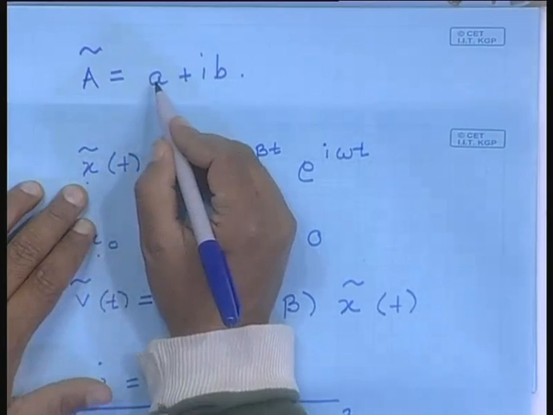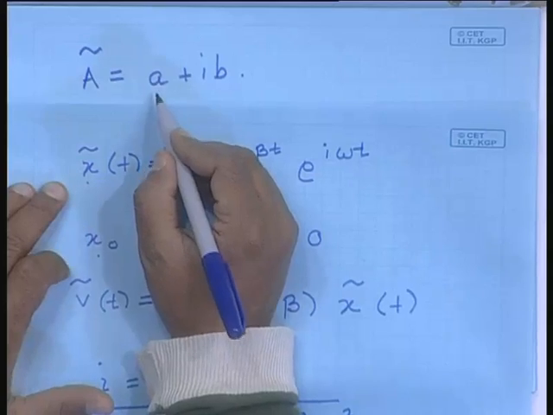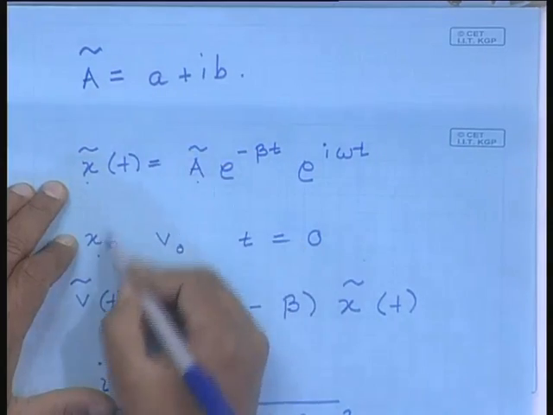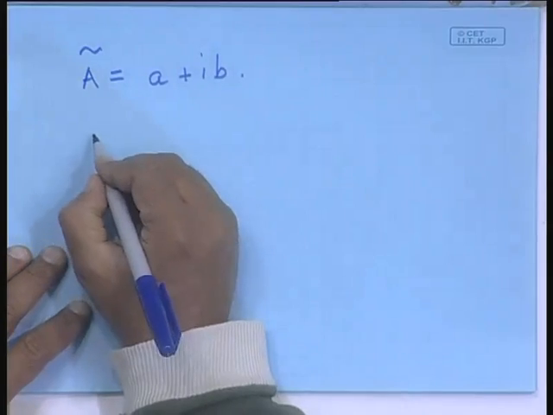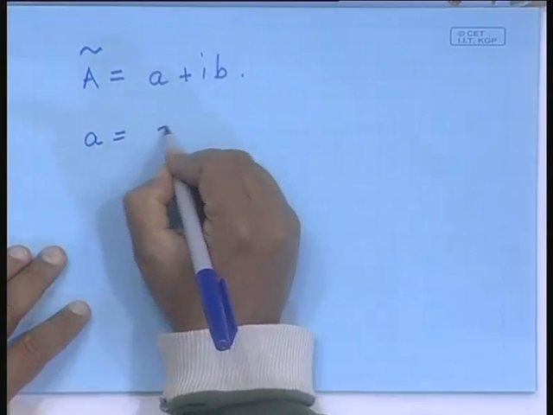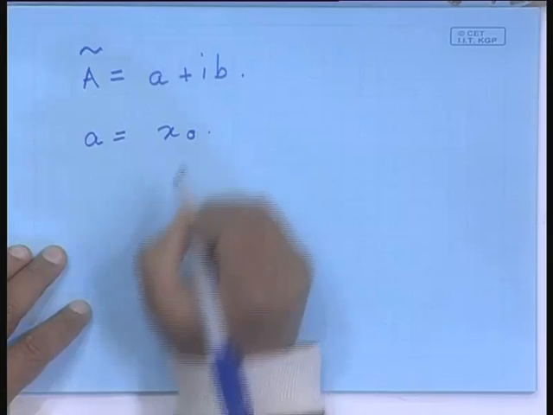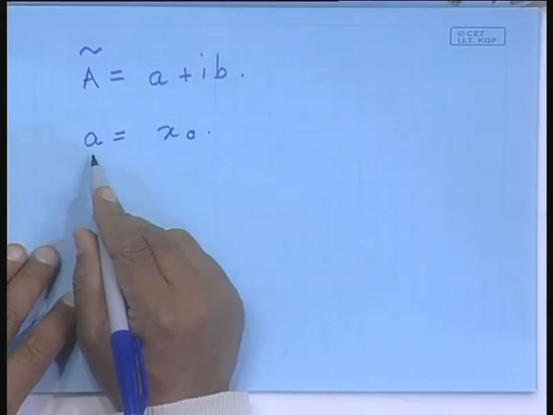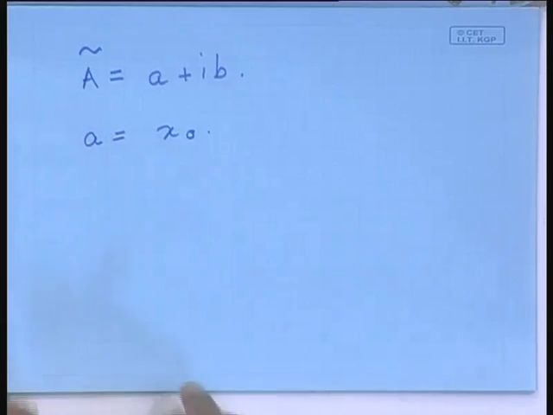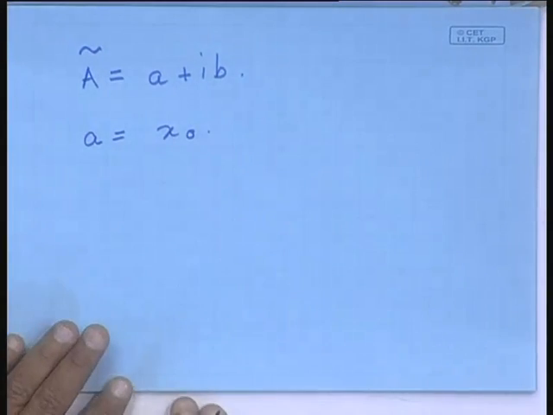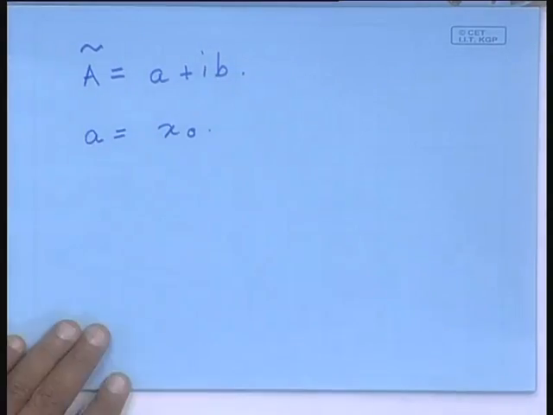The real part of A tilde is A. So, you are led to the conclusion that A is the initial position of the particle, x naught. So, we have determined A, and A is equal to the initial position x naught. You determine this by looking at the real part of x tilde at t equal to 0, which is A, and setting it equal to the initial displacement. Now, we have to determine B, the other unknown part of A tilde.